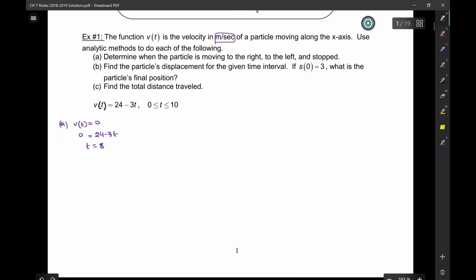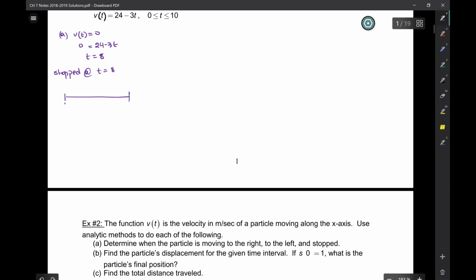At t equals 8, how much is the velocity? It stopped, right? So it stopped at t equals 8. Now, this is over the interval of 0 to 10. So when you do your number line, you have to make sure to go from 0 to 10. And then 8 is right about here.